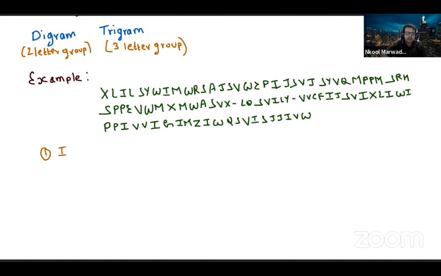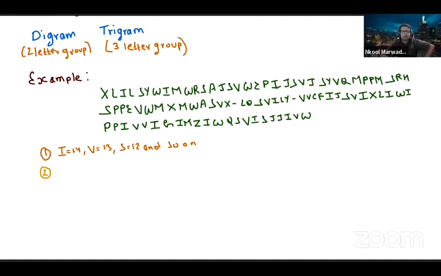In the ciphertext, I is occurring 14 times. B is occurring 13 times. S is occurring 12 times, and so on. So whenever we are doing the statistical attack, whatever ciphertext we have, the first step is to calculate the frequencies of each symbol, like how many times every symbol is occurring. That frequency count we have to calculate.